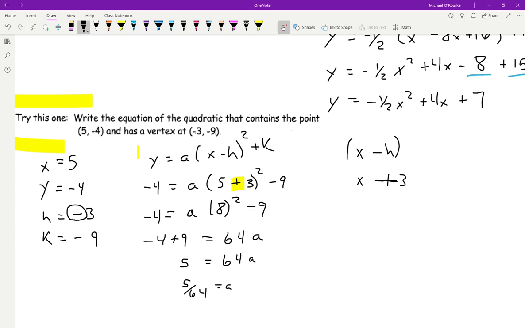One thing. Now you can make that equal 0.08 if you wish. So my full-on equation is going to be this: 0.08 times x plus 3 squared minus 9.